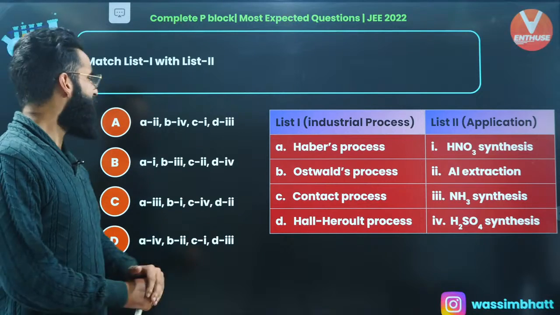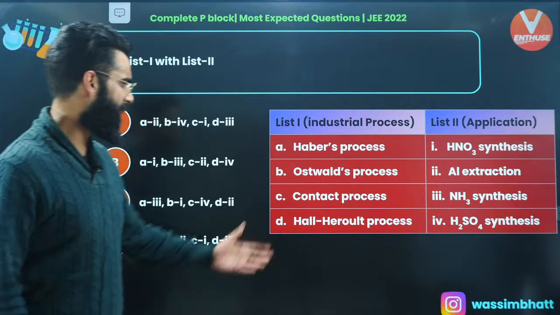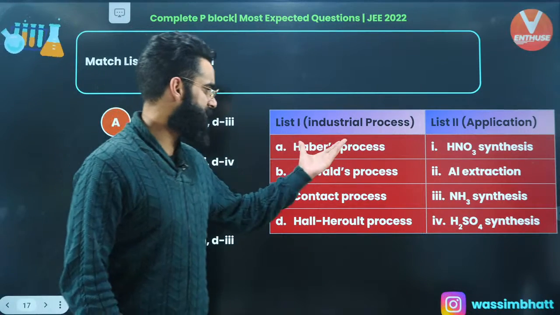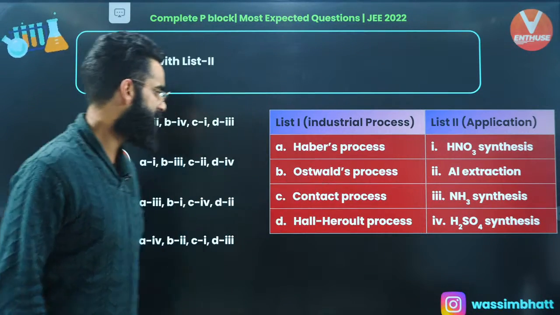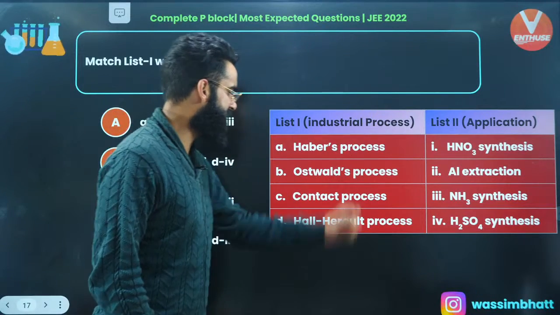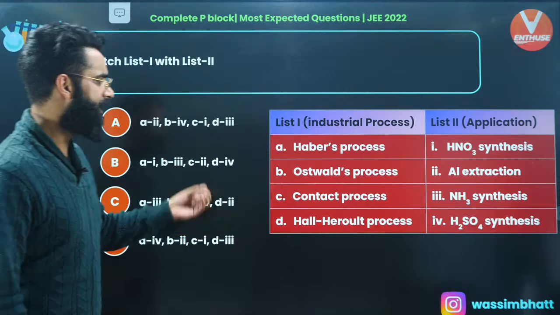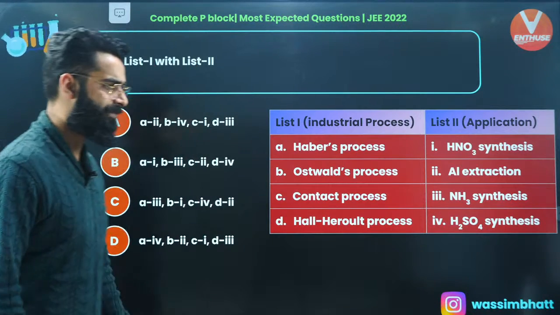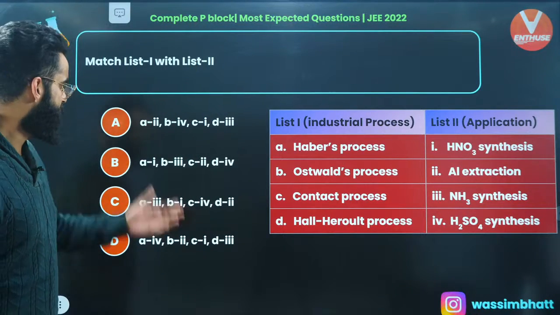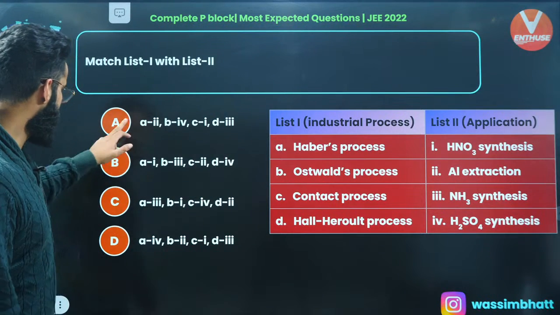All right, match list 1 with list 2. You're supposed to match list 1 with list 2. See, these are very common processes, my dear people. Haber's process. It's used for NH3 synthesis, right? If you talk about Ostwald's process, it's used for HNO3 synthesis. Contact process, it's used for H2SO4 synthesis. Hall-Heroult process, it's used for aluminum extraction, right? So look at all the options, my dear people. Haber's process with 3, A with 3.